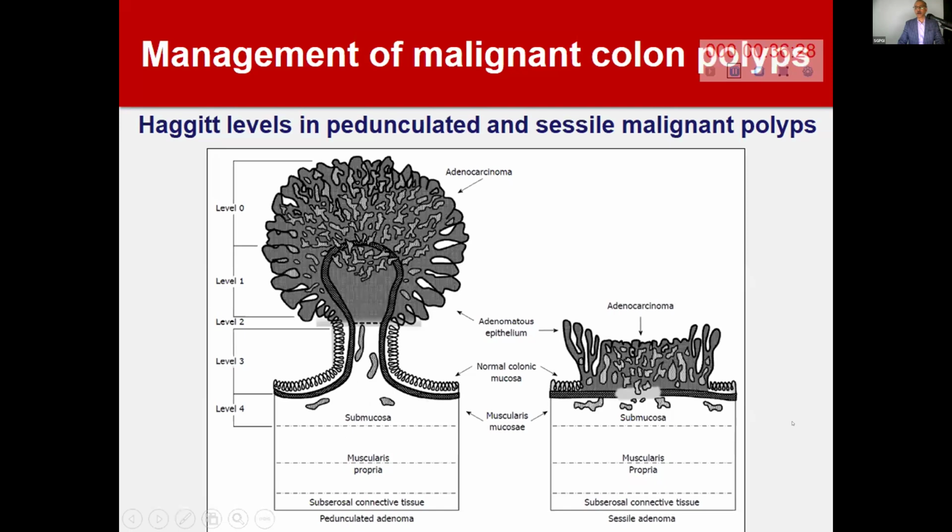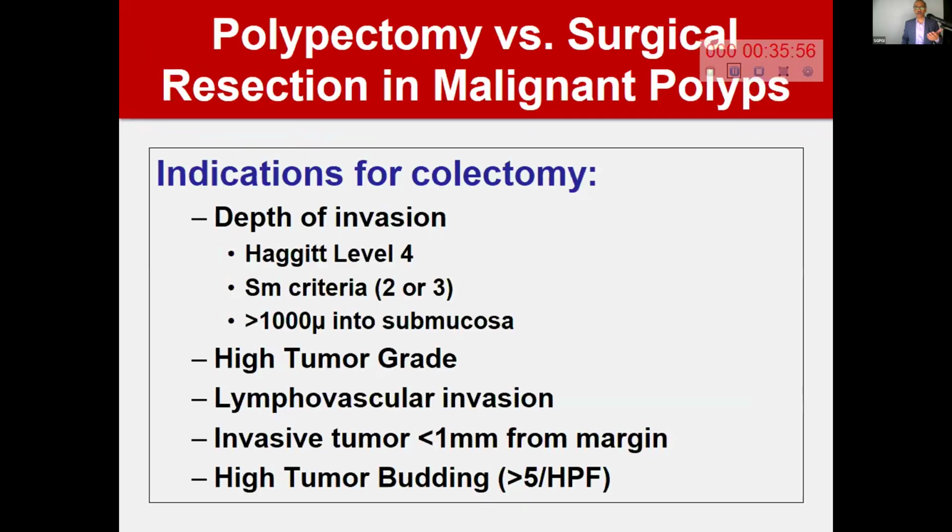These go by Haggitt level, and the risk of nodal disease doesn't really increase significantly until you're down to level 4. Of course, the Haggitt levels don't really apply when the polyps are flat or sessile because they don't have a stalk, so different criteria are used, but basically the same principles. Depth of invasion is important, and if you have an endoscopic resection of a flat polyp, then depth of invasion more than 1,000 microns is a high risk feature. So depth of invasion, grade of differentiation of the tumor, presence or absence of lymphovascular invasion, distance from the deep margin, and tumor budding are the features that we look for when we are trying to decide, is this a curative polypectomy or does this patient require completion colectomy?